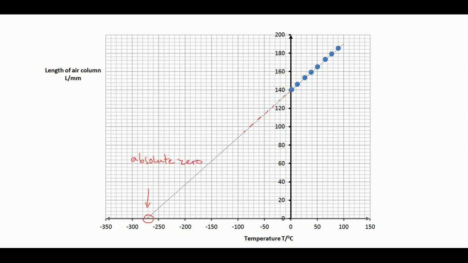Now this temperature is what we call absolute zero, and that is minus 273 degrees Celsius. So from this experiment, we know that if we extrapolate the graph until it cuts the temperature axis, it will cut at minus 273 degrees Celsius. Now, it is because of this we can establish what is called the Kelvin scale of temperature, or the absolute scale. So let me show you what I mean.